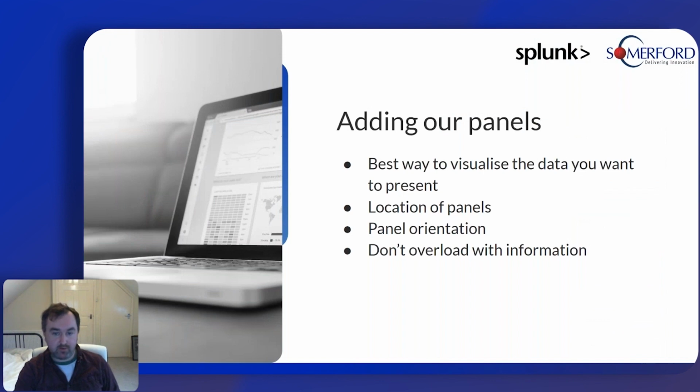So how do we add our panels? Well, the first thing to think about is the best way to visualize the data that you are trying to present, whether that's going to be a pie chart or a table or a bar chart. The location of panels and orientation of panels, those go hand in hand. You want to try and tell a story, a logical story in your dashboard. Try and keep related things nearby and make it simple for the user to follow. Very importantly, don't overload with information.